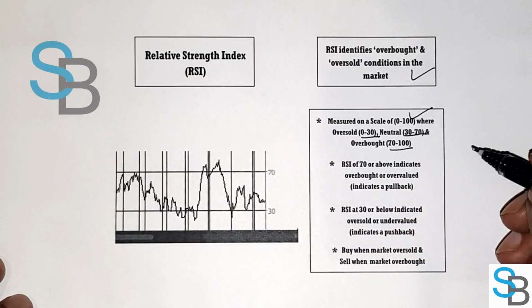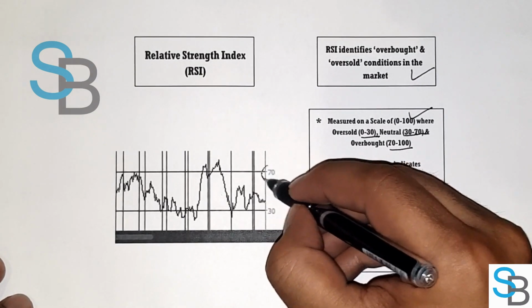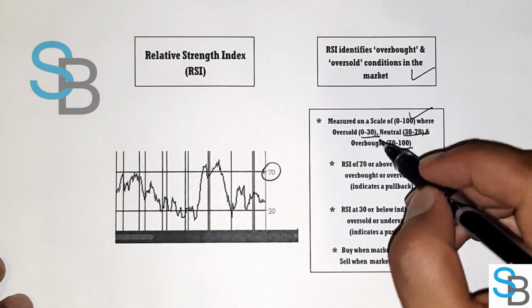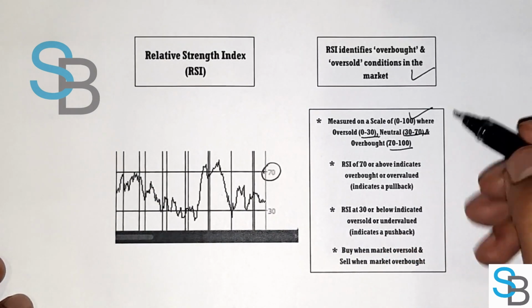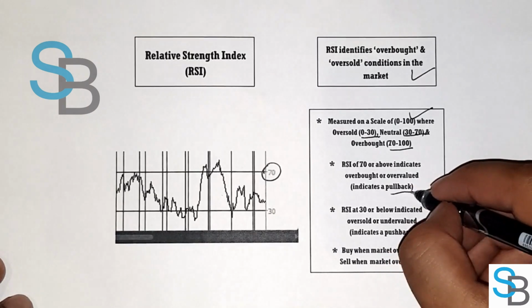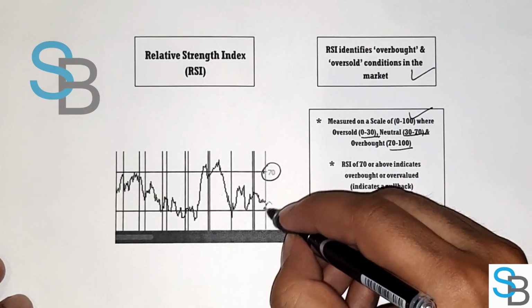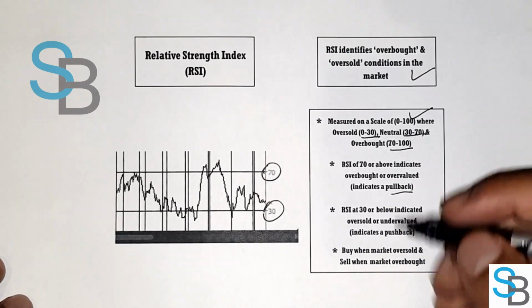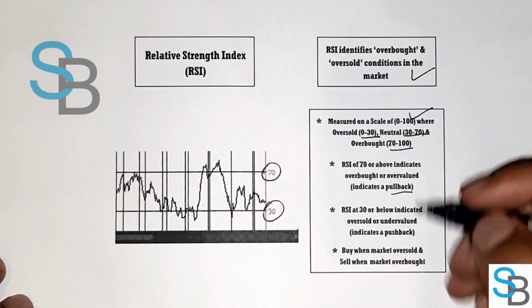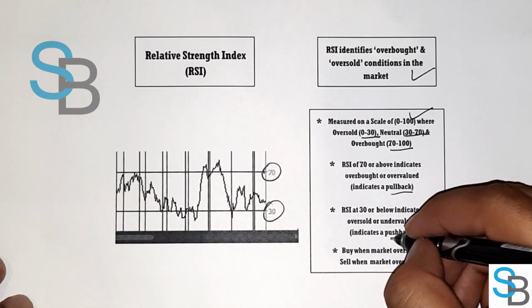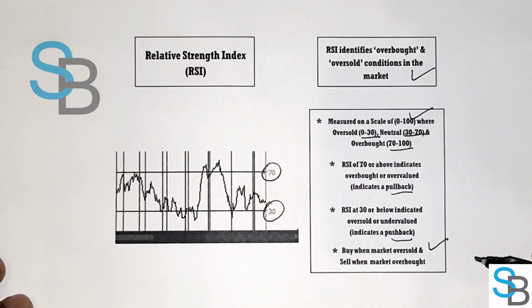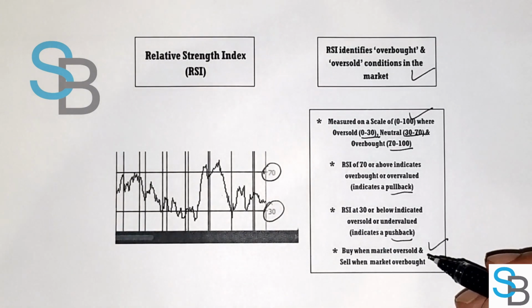70 to 100. RSI of 70 or above indicates that the market is overbought or overvalued, and at some time there will be a pullback. RSI of 30 or below indicates that the market is oversold or undervalued, and at some time there will be a pushback. So the rule of thumb is to buy when the market is oversold and sell when the market is overbought.